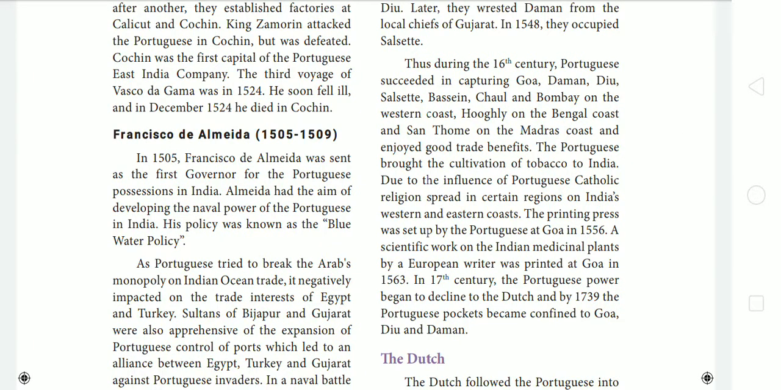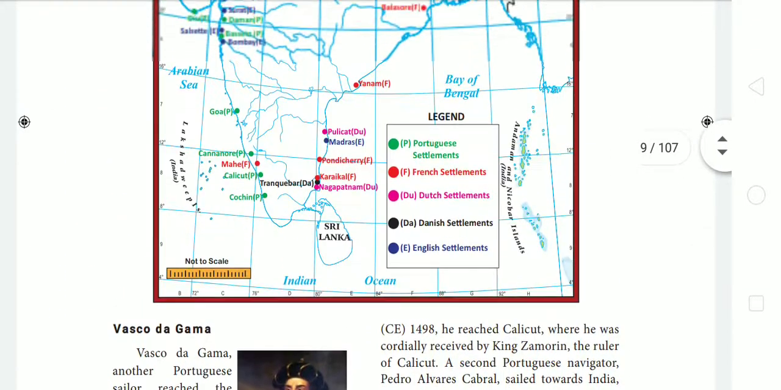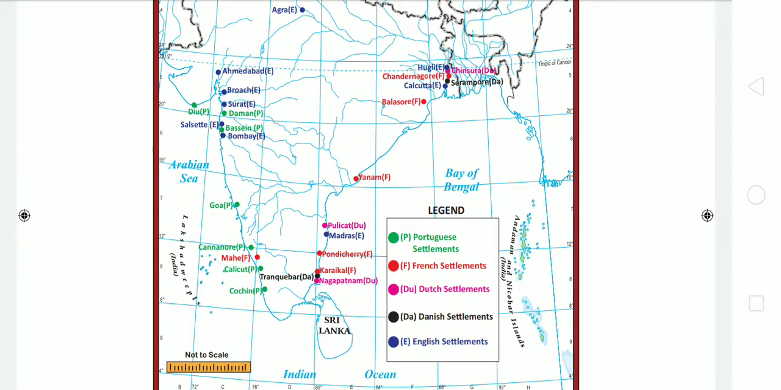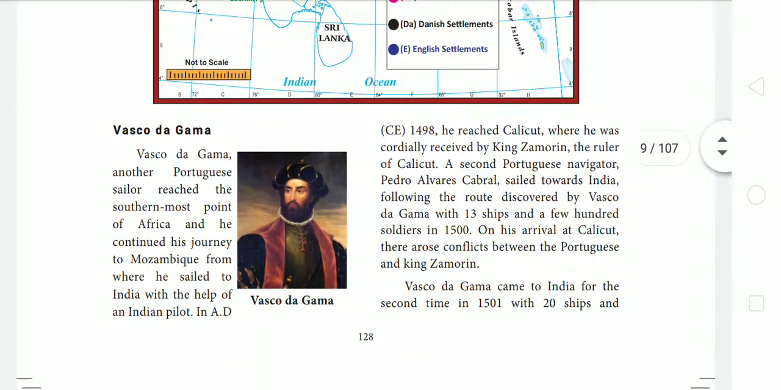Thus, during the 16th century, the Portuguese succeeded in capturing Goa, Daman, Diu, Salsette, Basin, Chaul and Bombay on the western coast, Hooghly on the Bengal coast and Santhom on the Madras coast, and enjoyed good trade benefits. You can see the places on this map. Hooghly is located on the Bengal coast, and Santhom is located on the Madras coast. They enjoyed good trade benefits in these places.